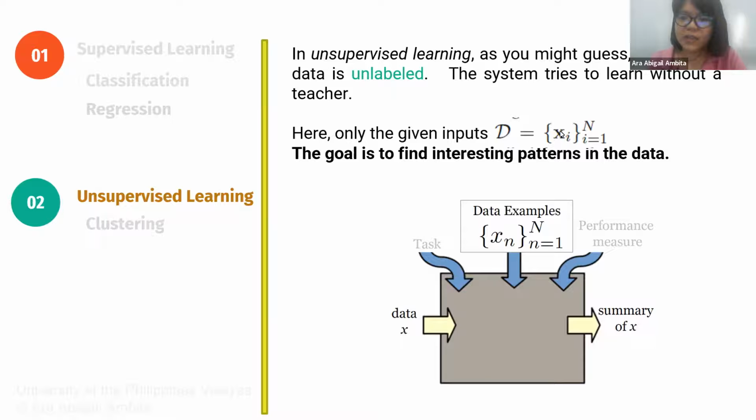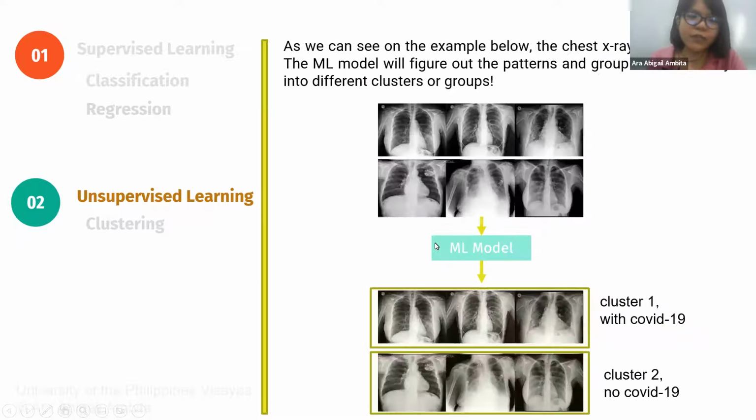As you can see, there is no Y or there are no labels. Okay, so let's have an example. As we can see, the chest x-rays are unlabeled. So the machine learning model will figure out the patterns and group the chest x-rays into different clusters or groups.